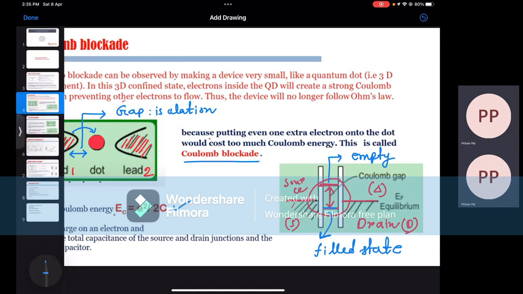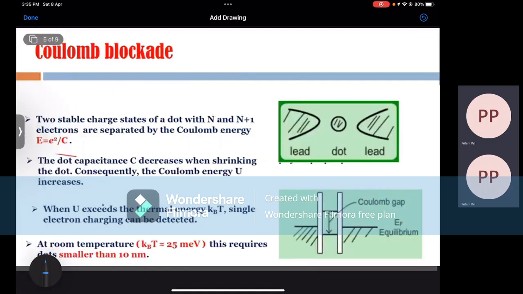Let me go to the next slide. Yeah, here are also two stable charge states of the dot, with n and n plus one electron.